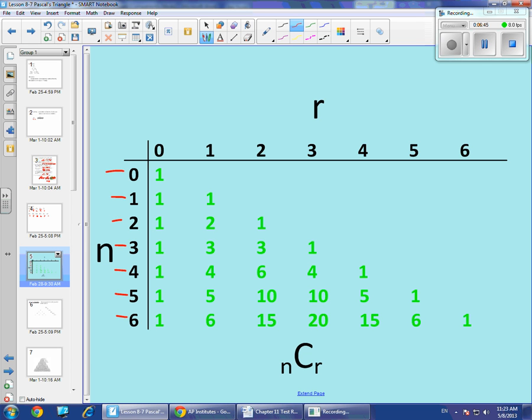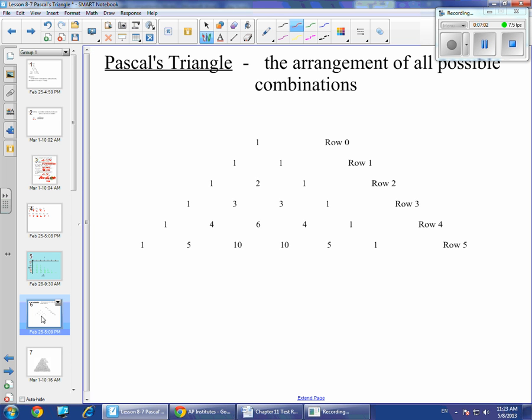Like notice the first thing in every row is a 1. And then the last thing in every row is a 1. And you should notice each row is the same on the left as it is on the right. But if you take this diagram and you kind of just tilt it a little bit, you get this, which is called Pascal's triangle. Pascal's triangle is just all the possible combinations that are out there.